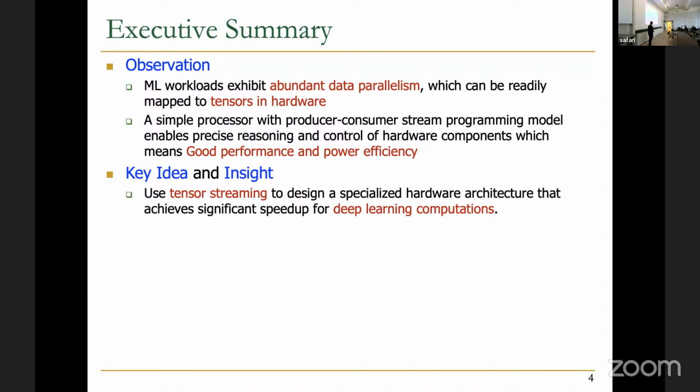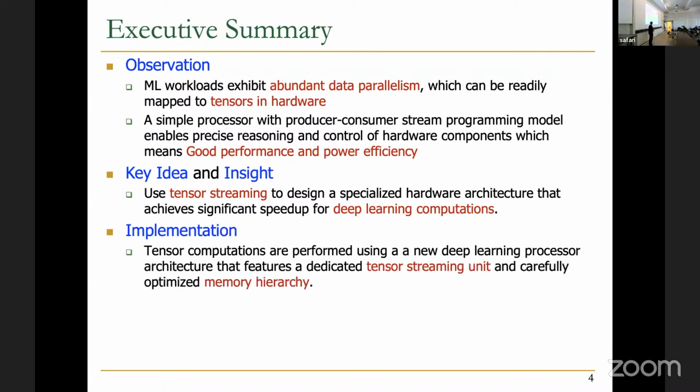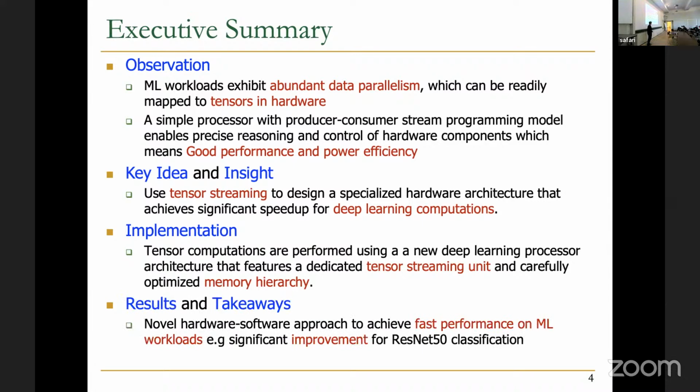The key ideas here are to use tensor streaming and to use this to design a specialized hardware architecture that achieves significant speedup for various deep learning computations. The implementation is via a new deep learning processor architecture that features a dedicated tensor streaming unit and a carefully optimized memory hierarchy. The result that the paper gives us is a novel hardware-software approach to achieve fast performance on machine learning workloads. And they claim to have a significant improvement for ResNet-50 classification.